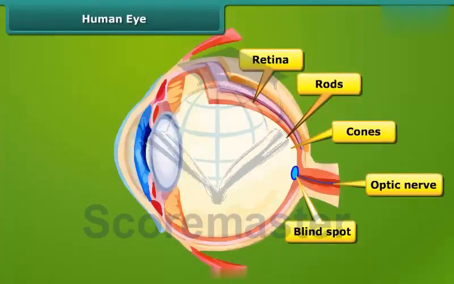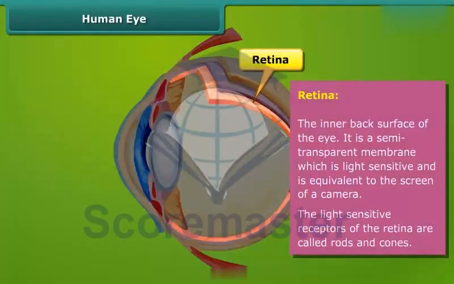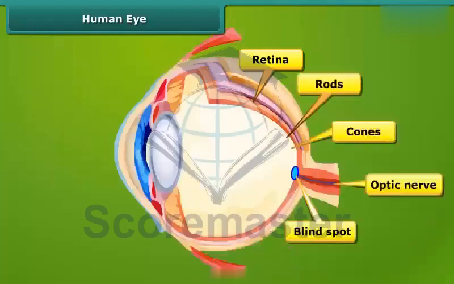To know more, click on the labels. Retina. Retina is a light-sensitive tissue that lines the back of the eye. It is a semi-transparent membrane and is equivalent to the screen of a camera. The eye lens forms an inverted and real image of the object on the retina. The light-sensitive receptors of the retina are called rods and cones.